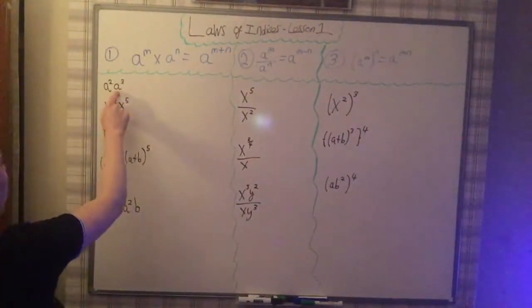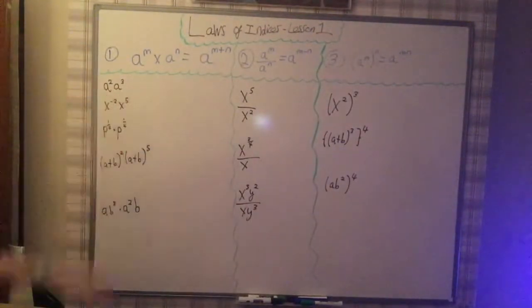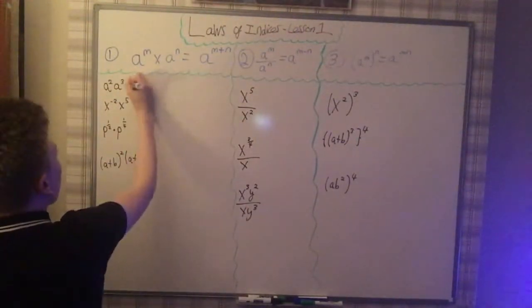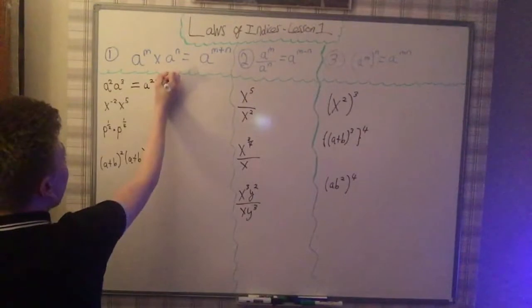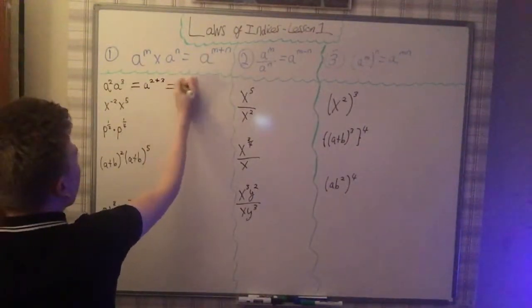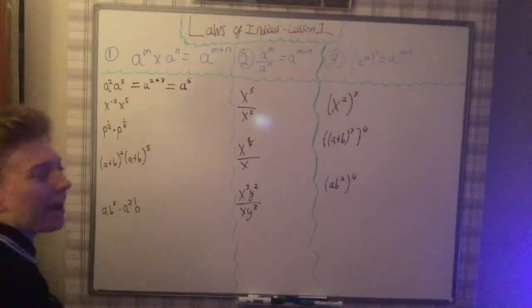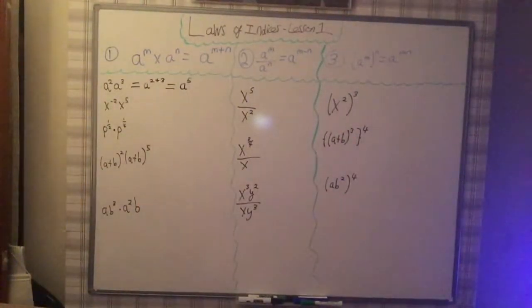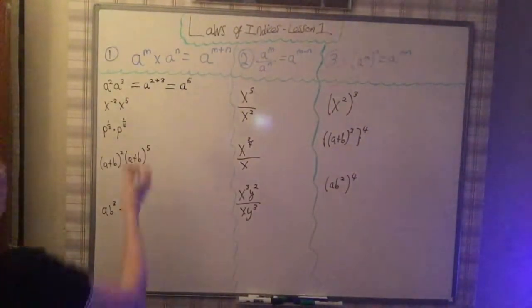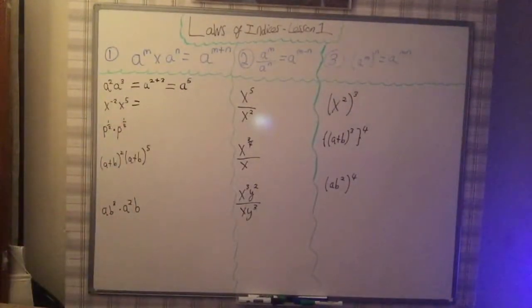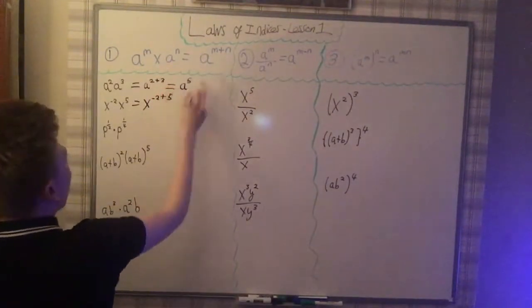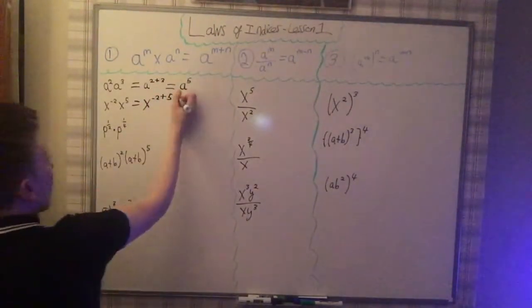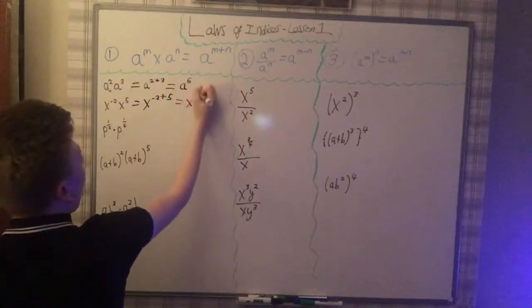So a squared, a cubed. Clearly these are multiplied together, and therefore we can apply this law. A to the power 2 multiplied by a to the power of 3 is a to the power of 2 plus 3. 2 plus 3, of course, is just 5. So this is a to the power of 5. Now if you try the second one, x to the power of minus 2 multiplied by x to the power of 5. Well, this is x to the power of minus 2 plus 5 using this law. Minus 2 plus 5 is 3. So this is just x to the power of 3.